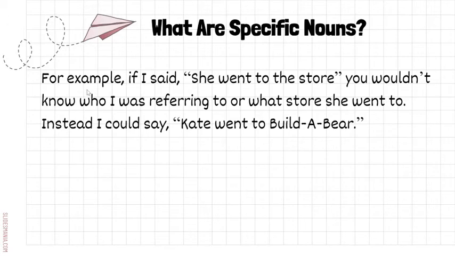So here's an example. If I were to say, she went to the store, you don't know who I'm talking about or what store I'm talking about, so instead you could say something like Kate went to Build-A-Bear. That's a store. That tells me which store. It tells me who did it. So that's what we're talking about. Instead of saying she, we changed it to Kate. Instead of saying just the store, we said Build-A-Bear. Because in my head, when I said she went to the store, the first thing I pictured was a grocery store. Going to Build-A-Bear, that's a totally different place.